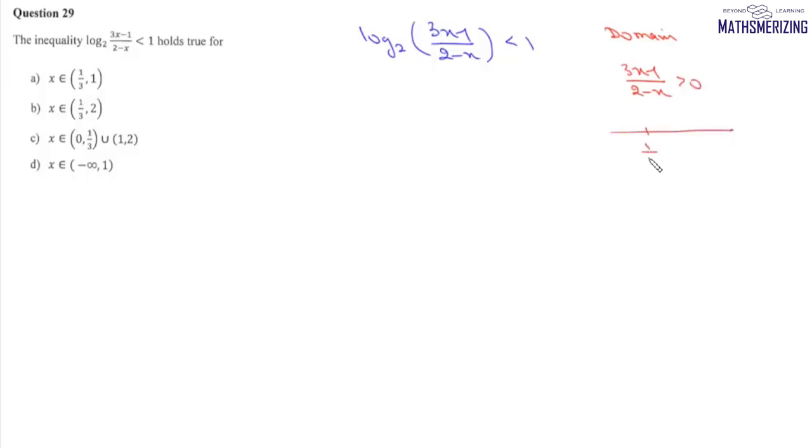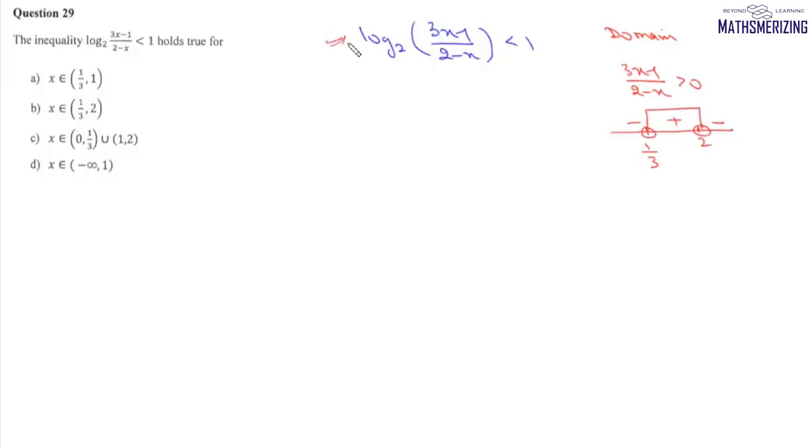Now question number 29 is a simple logarithmic inequality question, and it says this inequality, log to the base 2 of 3x minus 1 upon 2 minus x, is less than 1. Now in case of a logarithmic inequality, the first thing that we'll do is find its domain. So we'll write 3x minus 1 upon 2 minus x should be greater than 0. So roots are 1 by 3 and then 2. So rightmost is minus, plus and minus. So the value of x should lie between 1 by 3 and 2.